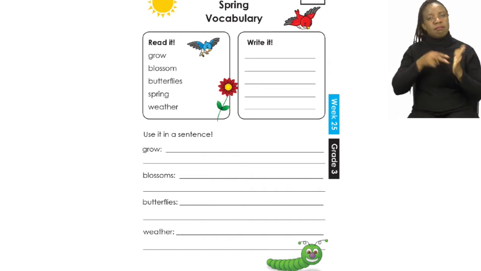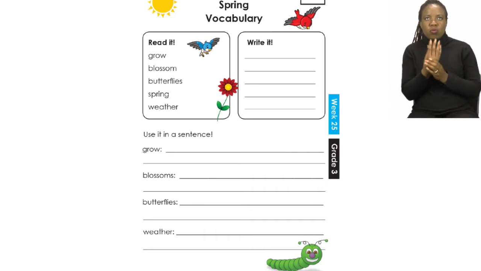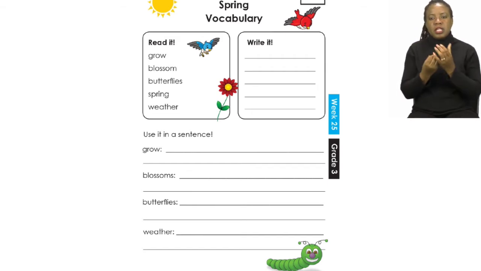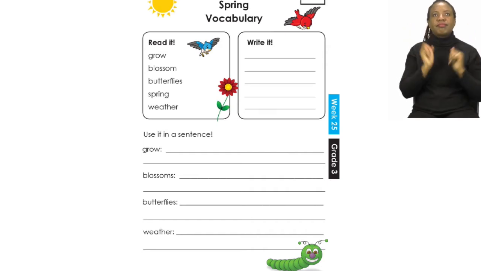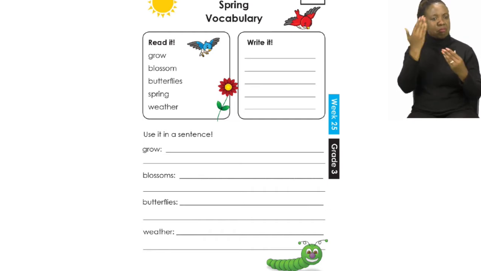We have the words grow, blossom, butterflies, spring, and weather. Now, some of them you already know and others you're hearing for the first time. So let's take a look at the words and what they mean.